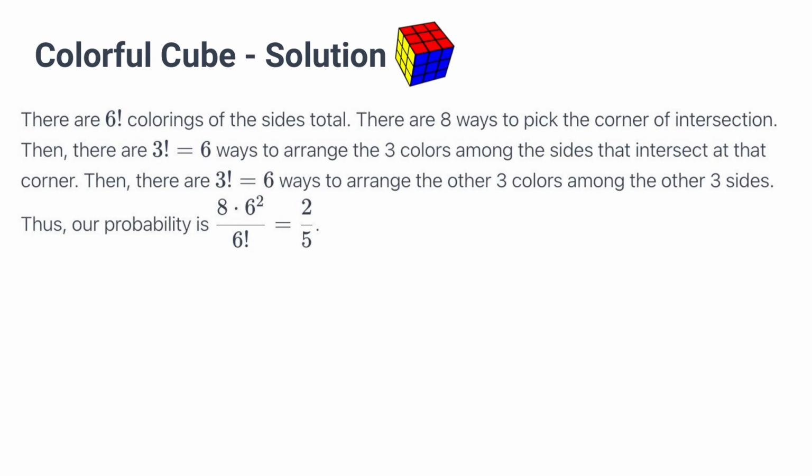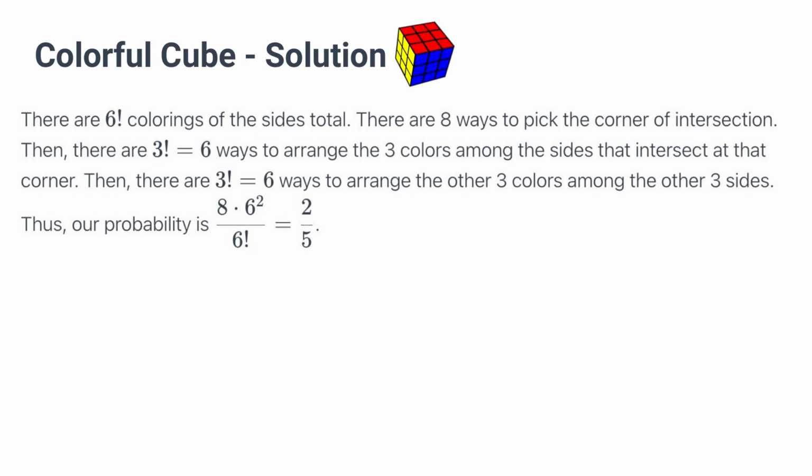There are 3 factorial ways to arrange the 3 colors along the point of intersection. That's pretty simple, right? Because the first one has 3 options, the second one has 2, and the last one has 1, because the point of intersection will have 3 faces connected to it. Then there are 3 factorial ways to arrange the other 3 colors among the other sides, because there are now 3 faces left and 3 colors left.